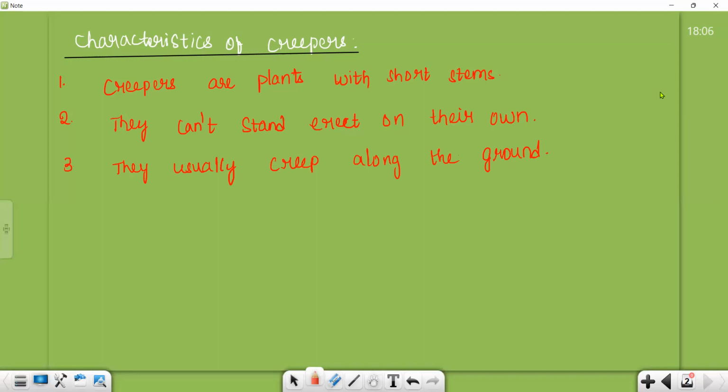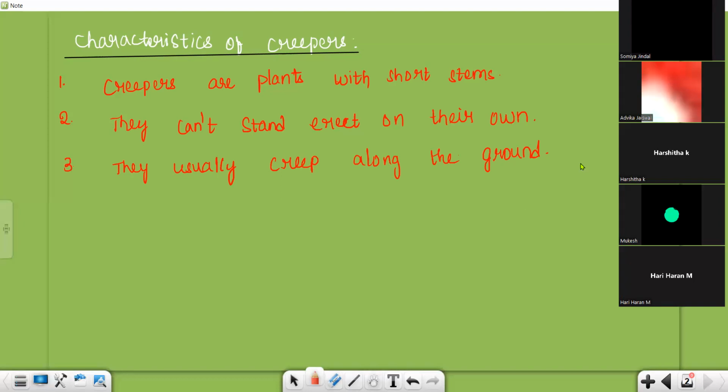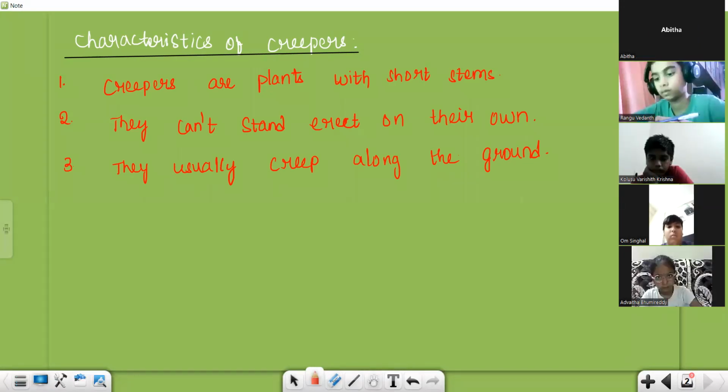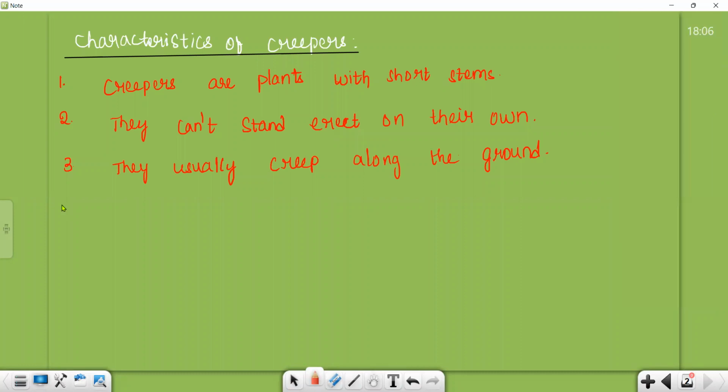Okay, so the lifespan of these creepers may be one year or longer.